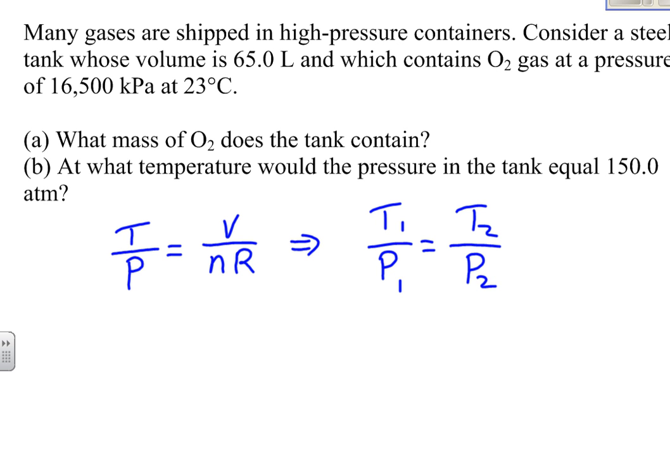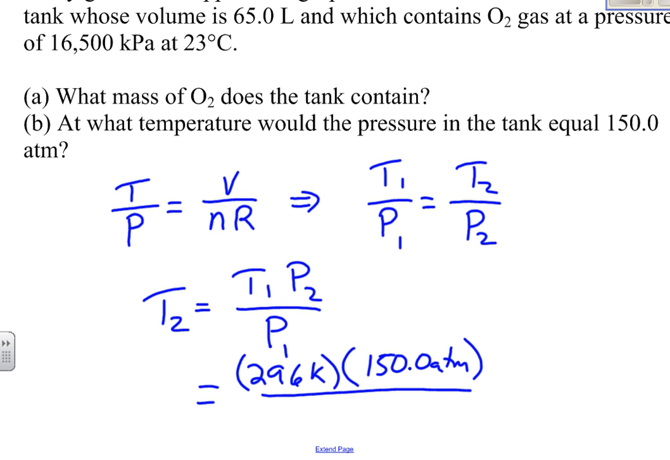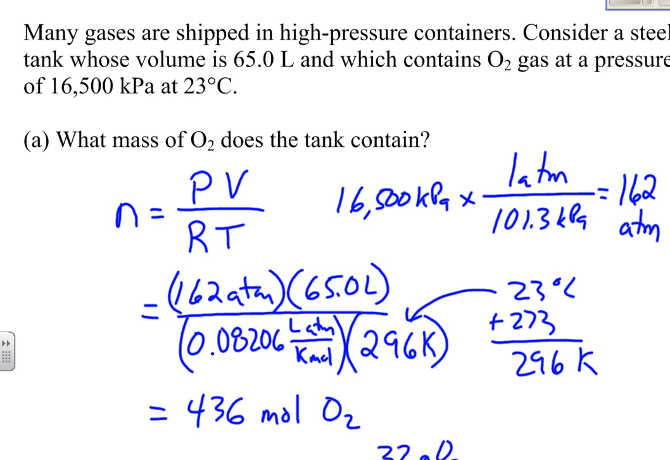We're trying to solve for the temperature in the tank at a second pressure. So in this case, we're solving for T2. T2 would be equal to T1 times P2 divided by P1. Then it's just a matter of filling in our values. Our initial temperature is 296 K. Our final pressure is going to be 150 atmospheres. Our initial pressure, going back to the other problem, was 162 atmospheres.